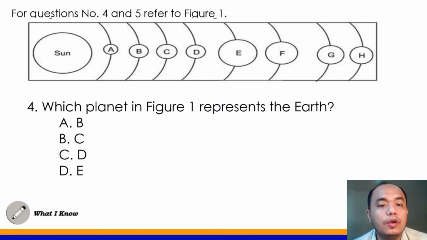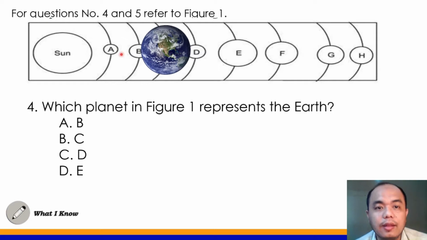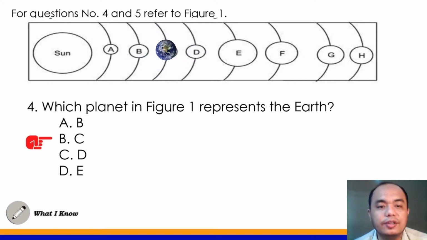Number 4. Which planet in figure 1 represents the Earth? A. B. B. C. C. D. Or letter D. E. So, alin dito ang nagre-represent ng planet Earth? Yes, ito, no? Pangatlong planet from the Sun. It's letter B.